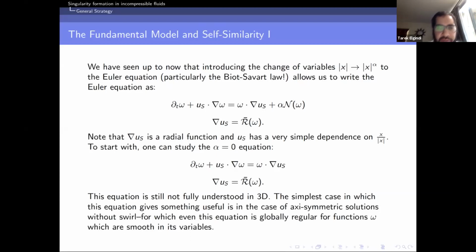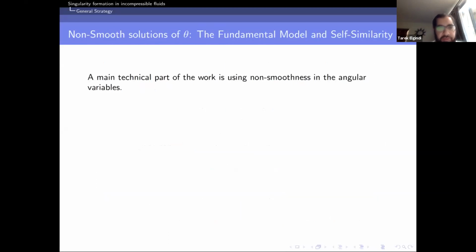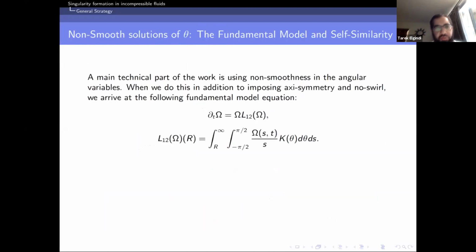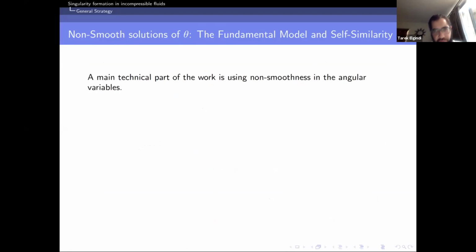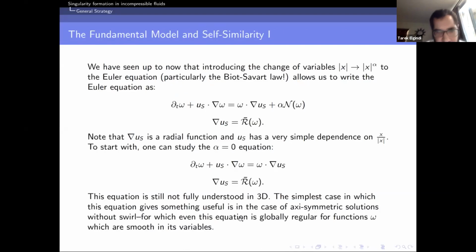So I'm kind of telling the story in the opposite direction, but it's okay. And the main technical part of this work is to introduce non-smoothness in angular variables. So let me just stop here for a moment.